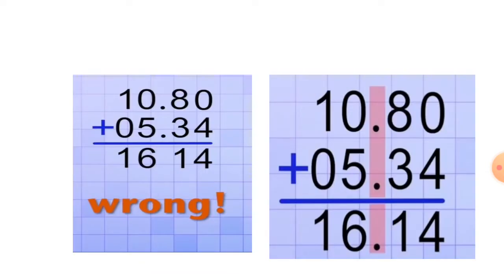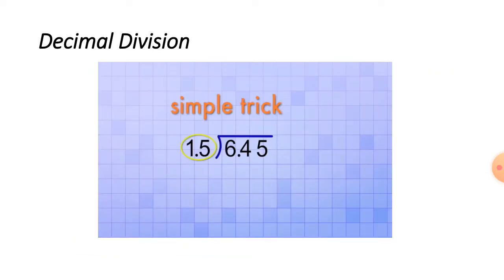No, that is not the answer, because we have not put the decimal point in the addition. There is a decimal in the question, so we also have to put it in the answer, after 2 digits from the right hand side. This is now the correct answer, 16.14. The subtraction process is also the same. So now we are going to the division.